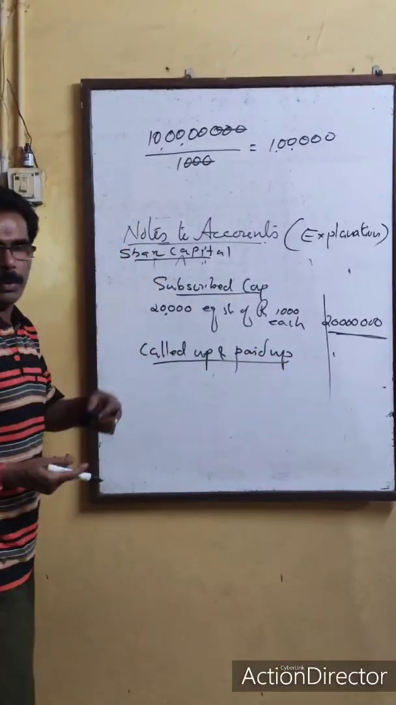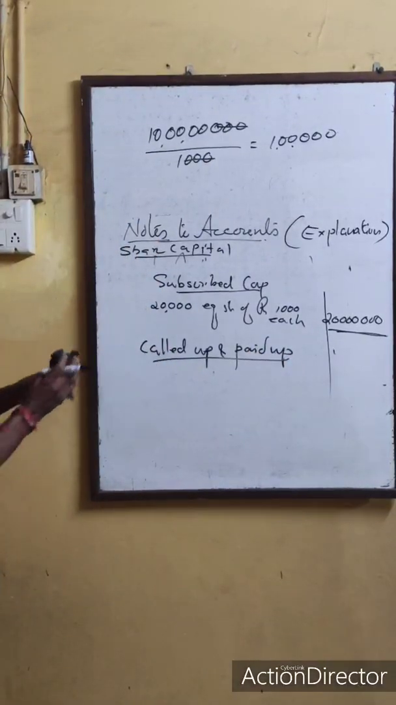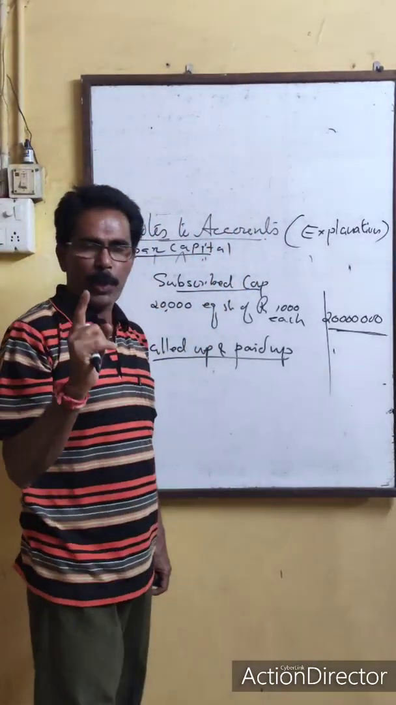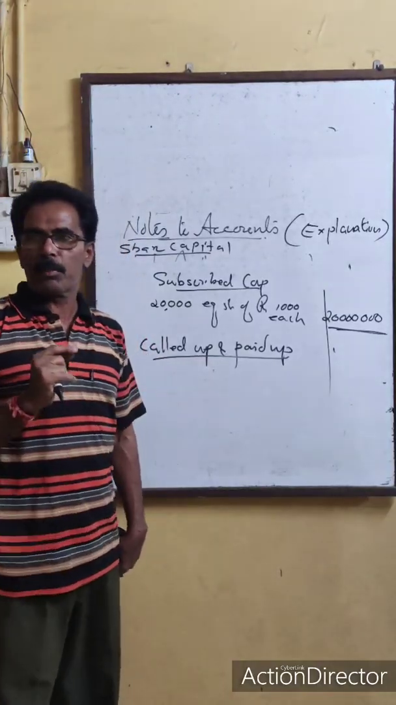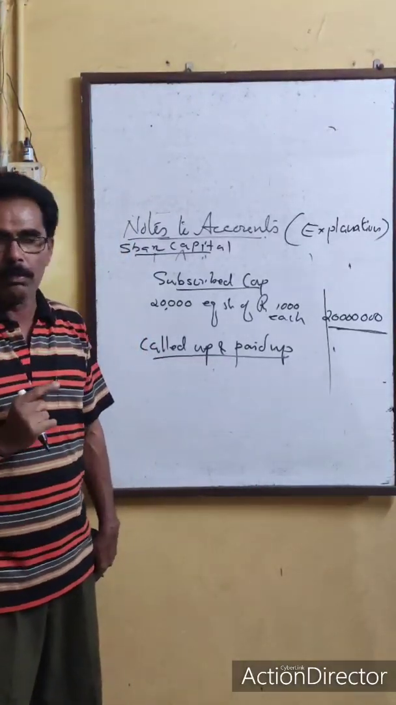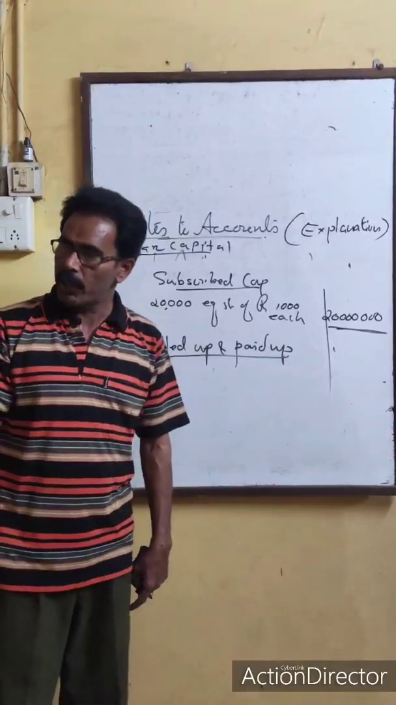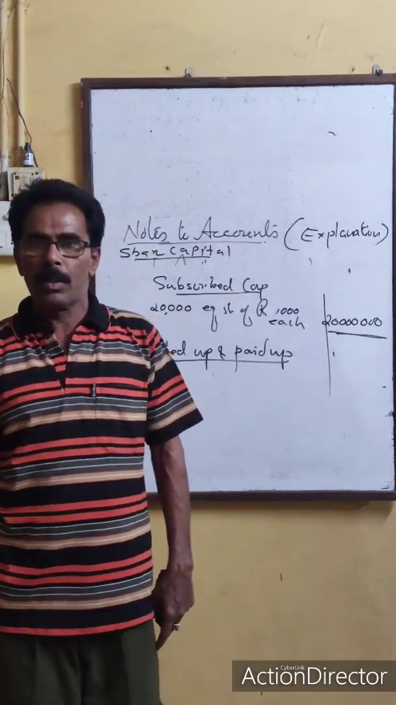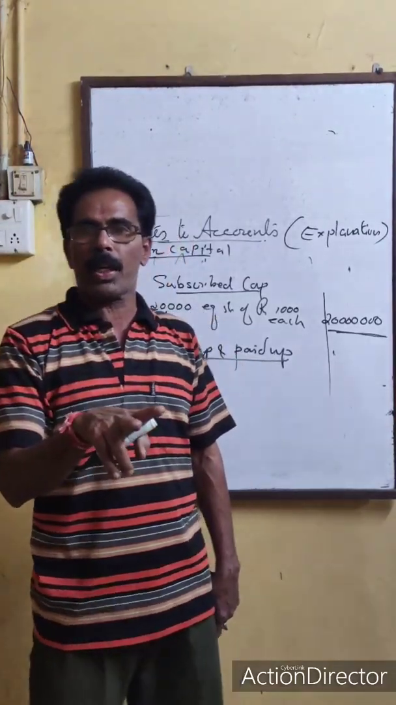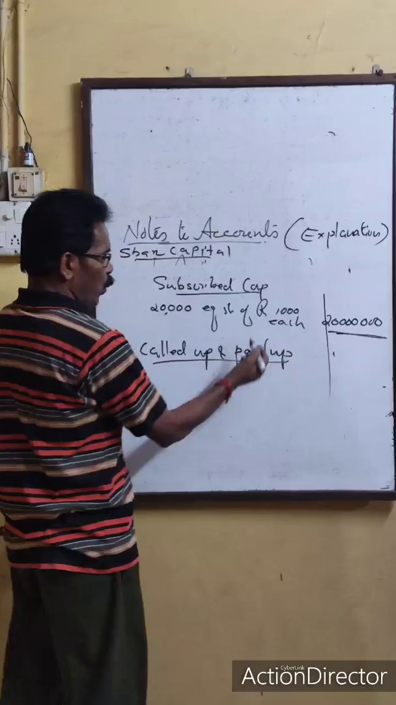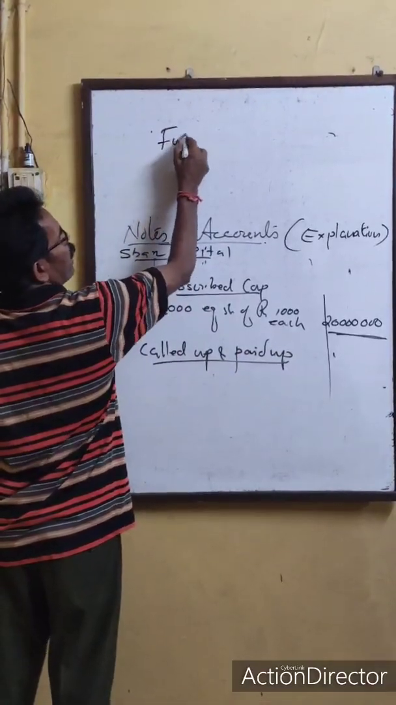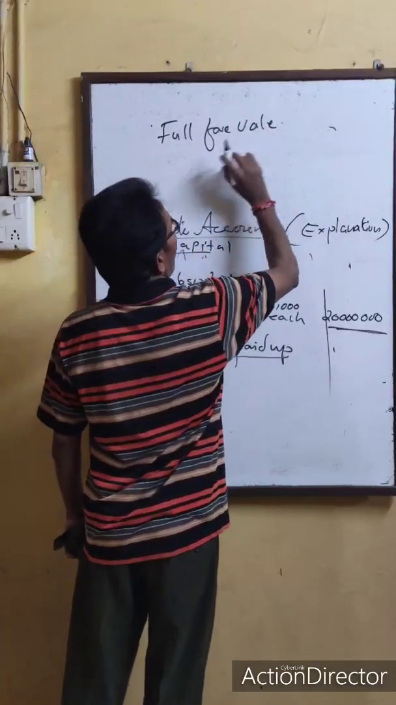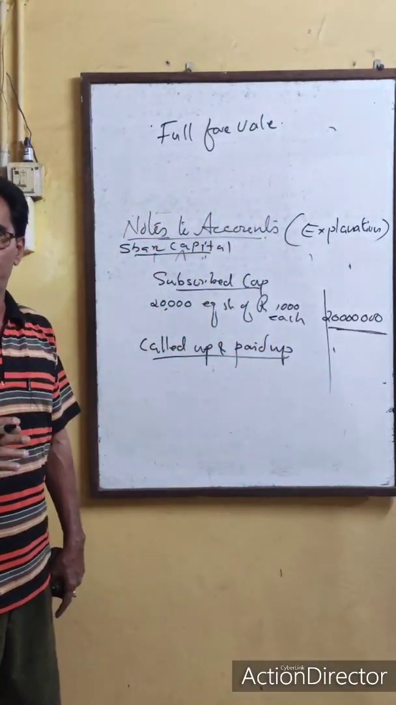What do you mean by called up? To understand this called up, I have to say that this 1,000 rupees of one share can be collected by the company in lump sum. Means when one share is given, 1,000 rupees is collected from that person. When two shares are given, 1,000 plus 1,000, 2,000 is collected. So if the full face value is collected, then we can say it is lump sum.